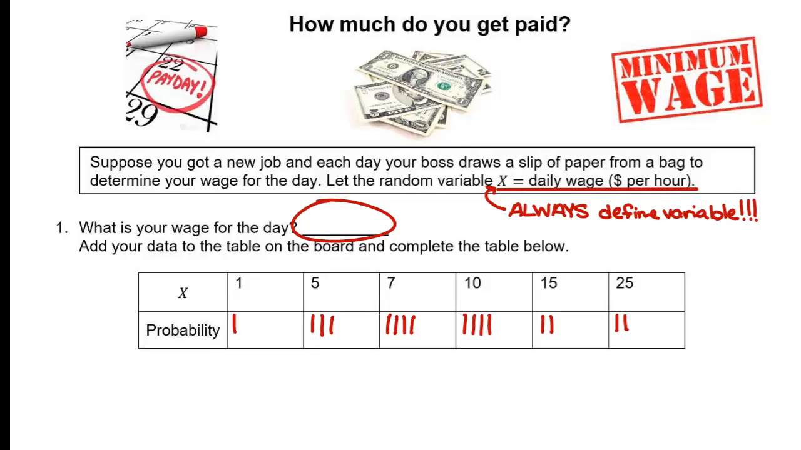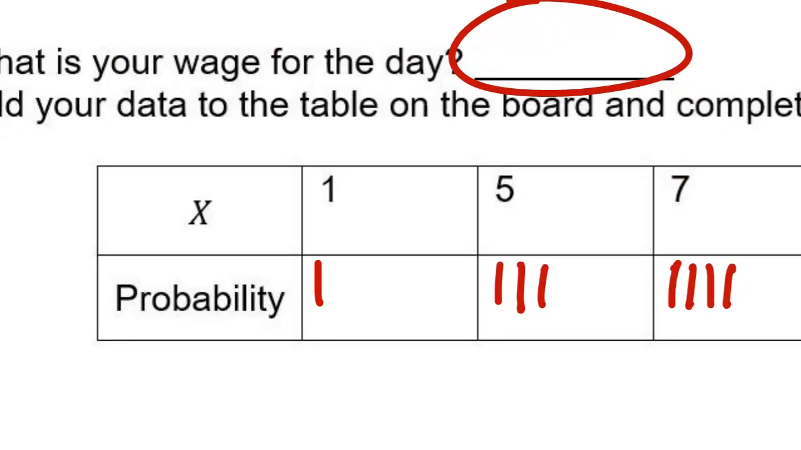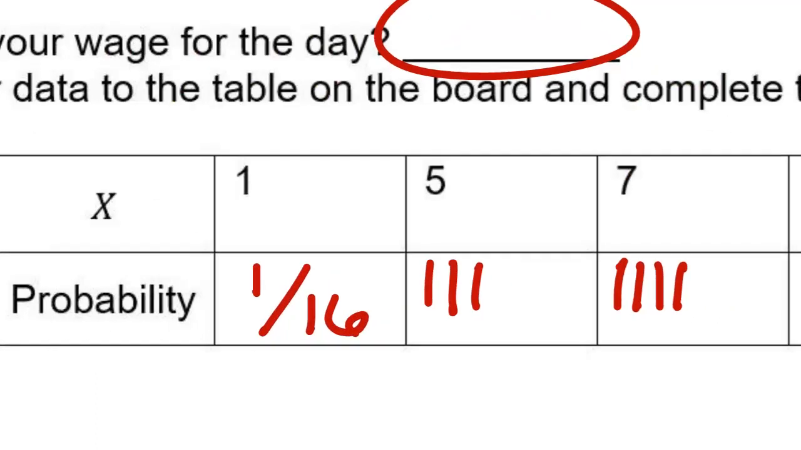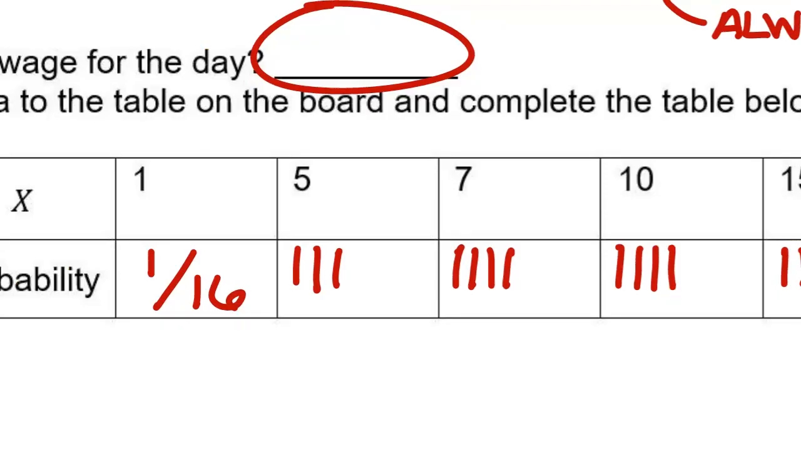All right. So how many people are in the room today that drew a card? 16. So let's write down our probabilities. What's the probability that somebody made $1 per hour for the day? 1 out of 16. Go ahead and fill in the rest of the probabilities across this table.